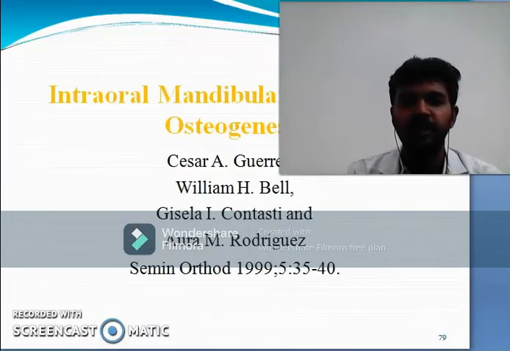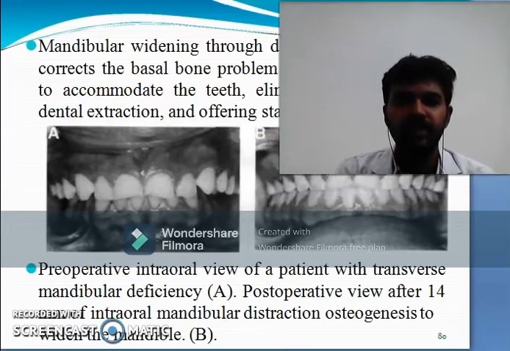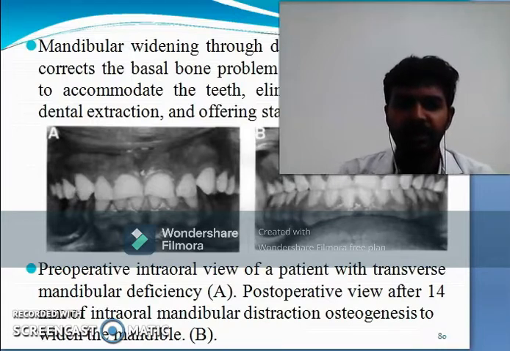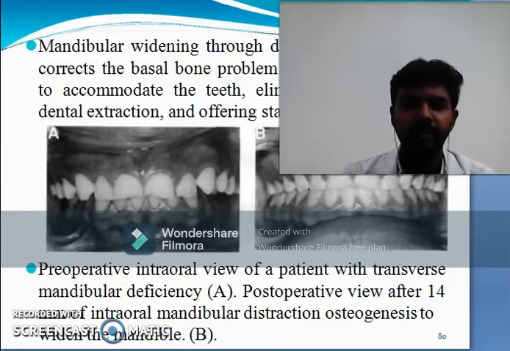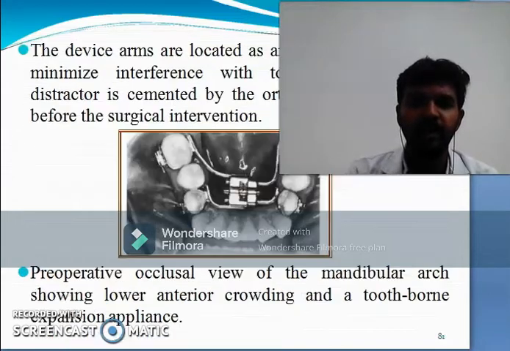Intraoral mandibular distraction osteogenesis. Mandibular widening through distraction osteogenesis corrects the basal bone problem by creating new bone to accommodate the teeth, eliminating the need for dental extraction and offering stable results. This is the preoperative intraoral view of a patient with transverse mandibular deficiency, and this is the postoperative view after 14 mm of intraoral mandibular distraction osteogenesis to widen the mandible.